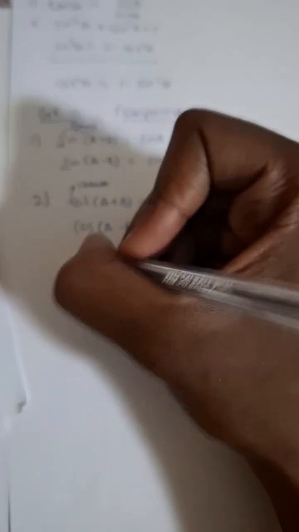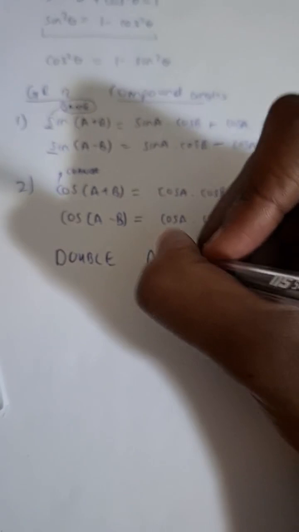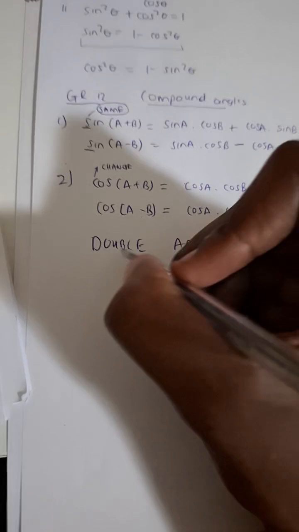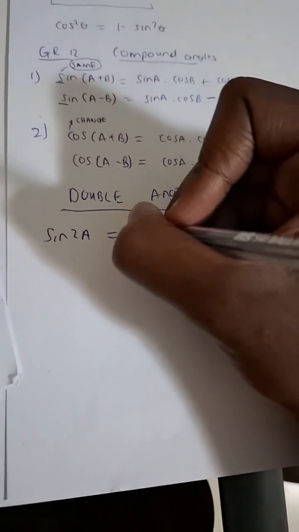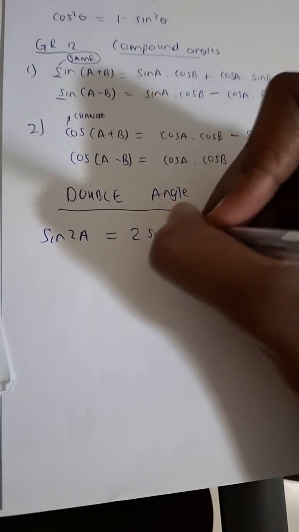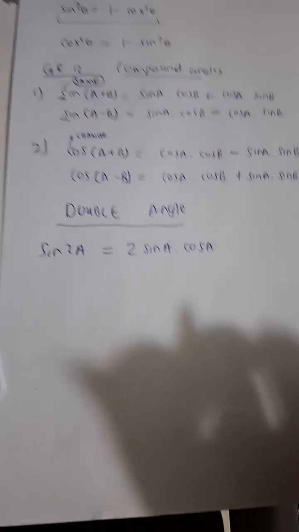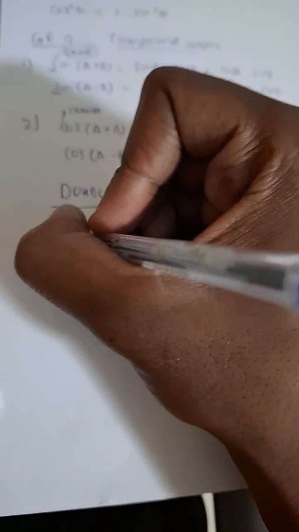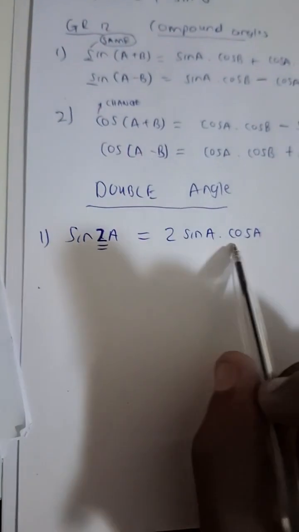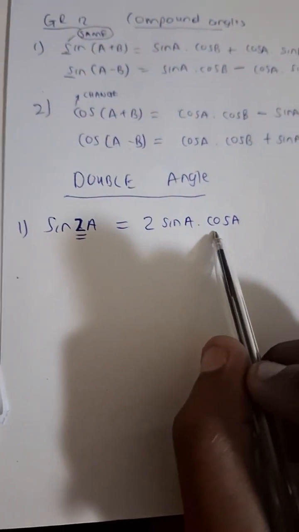Then we move on to something called the double angle. For the double angle, we have sine of 2A, and the sine of 2A is simply 2 sine A cos A. Very important, guys, that the sine of 2A is not sine squared, it's sine the double angle. It is equal to 2 sine A cos A. So the double angle for sine only has this expansion, 2 sine A cos A.